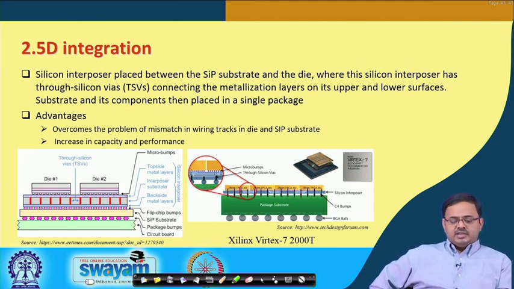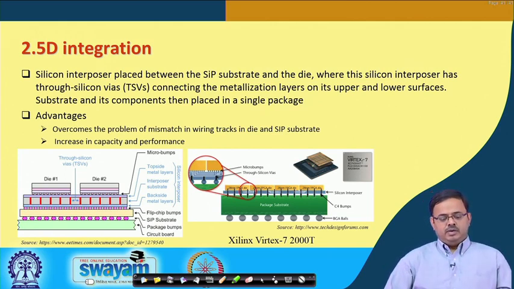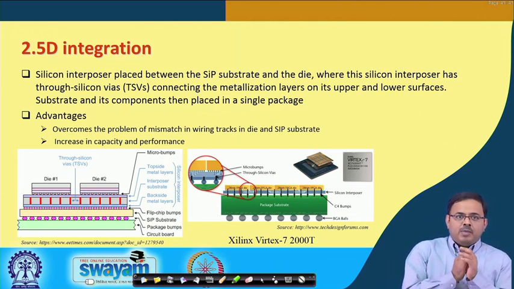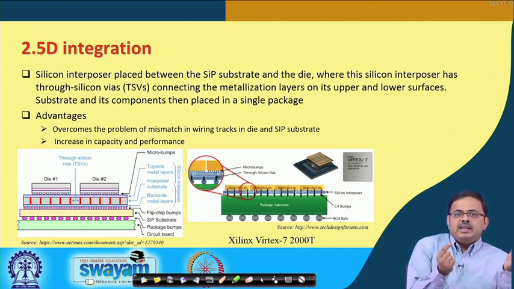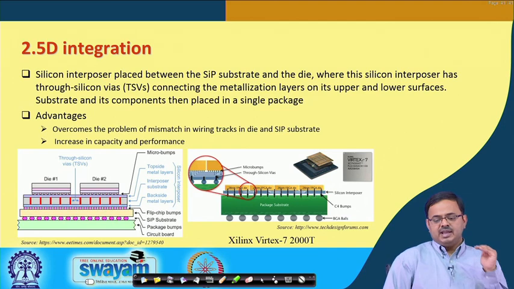But when you come to this integration, this is what is called 2.5D integration. First of all, you have a system in package substrate, and then you want to put further dies on them. The problem is that these wiring traces, these wiring tracks as we call them, are very different. So, if you just put one on top of the other, there will be a lot of mismatch. Therefore, in 2.5D integration, there is something called an interposer made of silicon, which is placed between the substrate and the die.